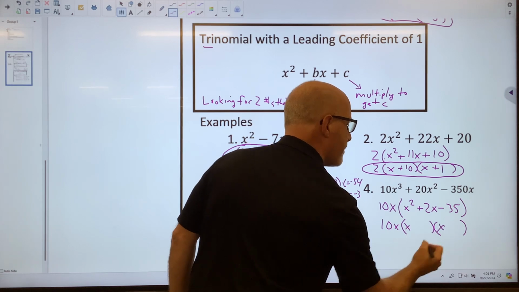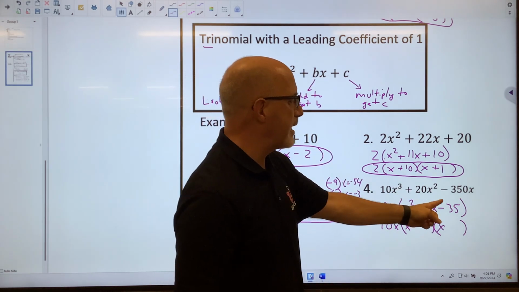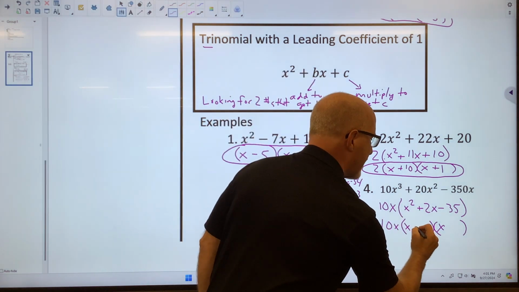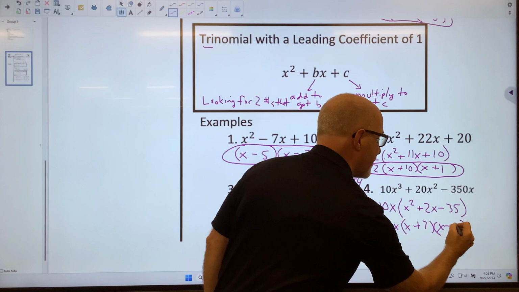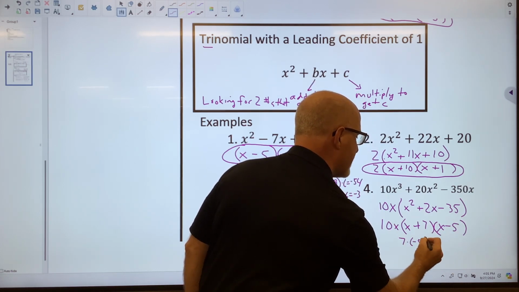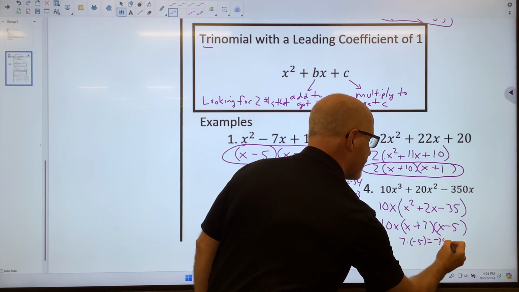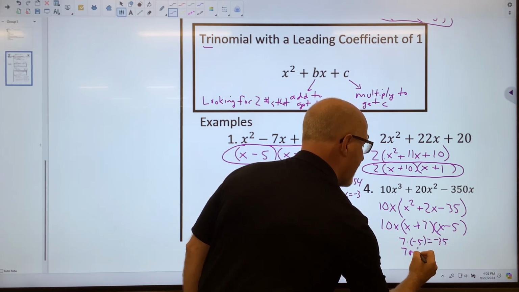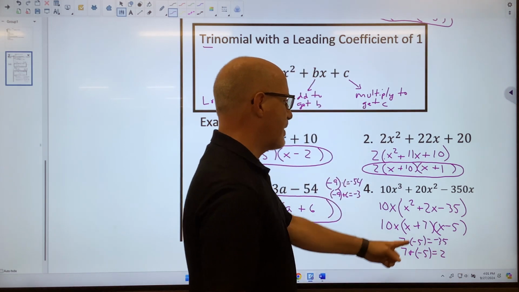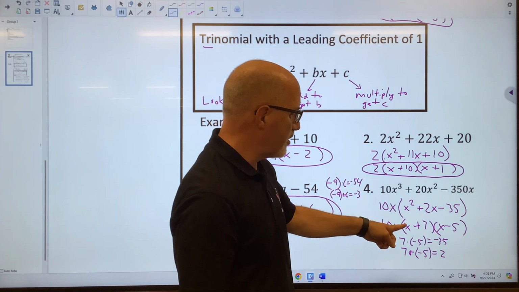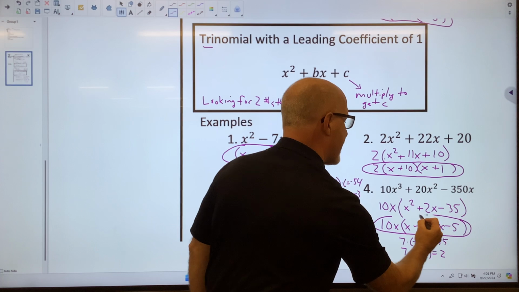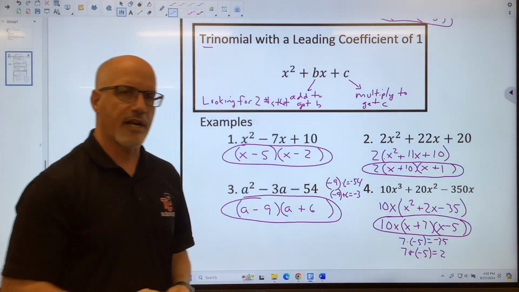X and x. And now I want to look for two numbers that multiply to get negative 35 and add together to give you 2. Well, that would be positive 7 and negative 5. 7 times negative 5 is equal to negative 35, and 7 plus negative 5, their sum is equal to positive 2, so that gets me those two numbers. If you were to distribute this out, double distribute, you would get this answer. So this is my final factorization of that, and we're just doing a check.